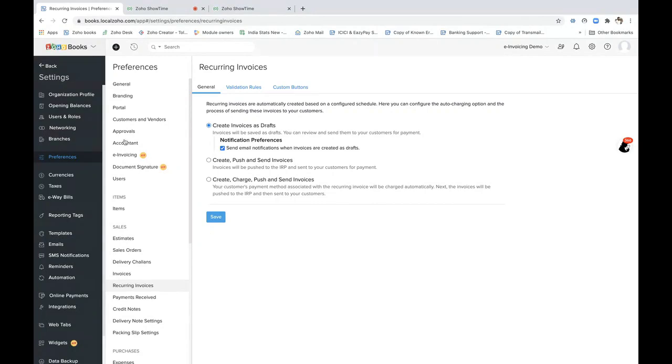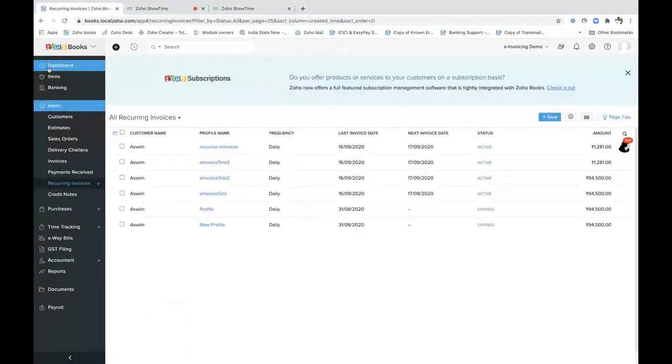So this is how e-invoicing has been made simpler with Zoho Books.